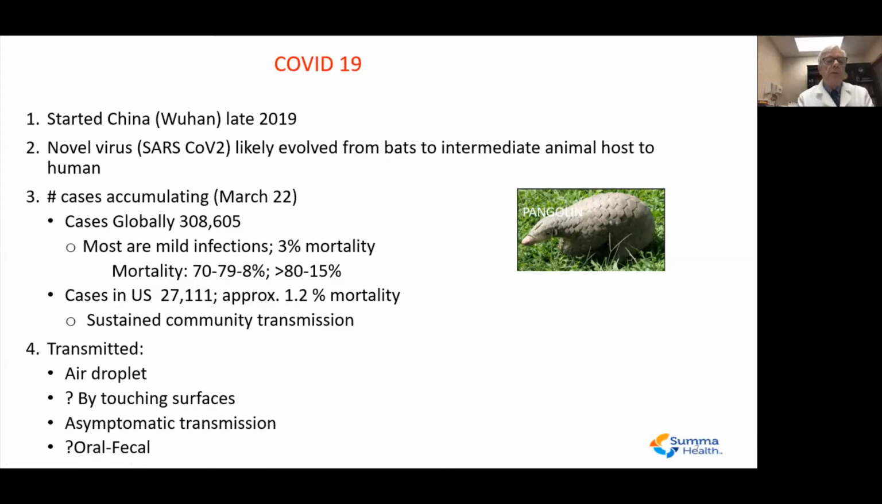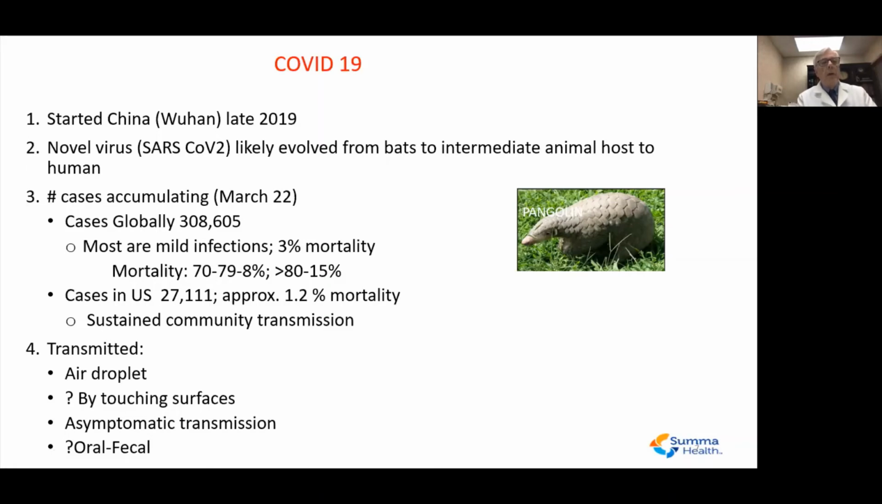We know it's transmitted primarily by air droplet, and I'll show you pictures of that. Basically, this is the moisture that you might feel if you're within 5 to 6 feet of somebody who coughs or sneezes. The virus can be contained within these air droplets. So if you're within that distance, you're at high risk of acquiring this if indeed somebody has that infection.